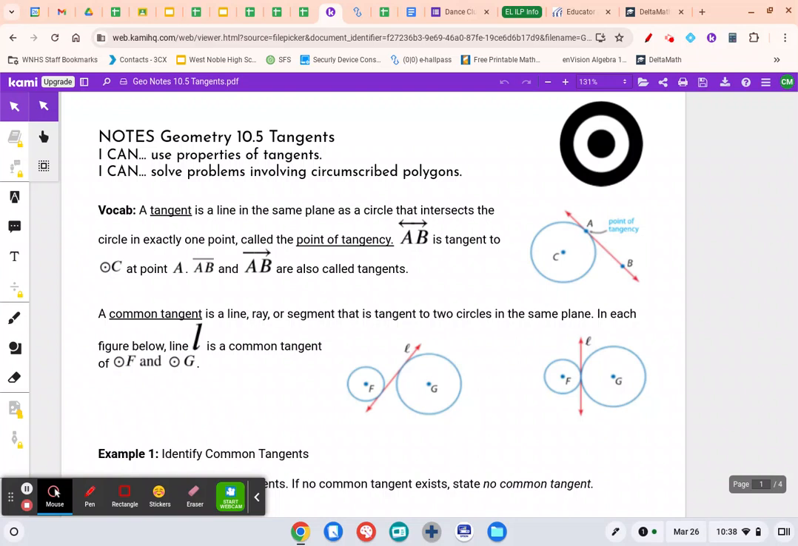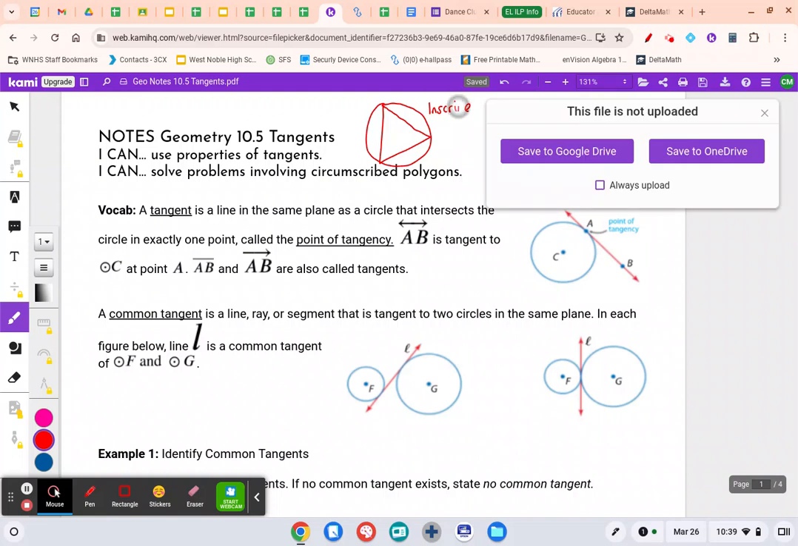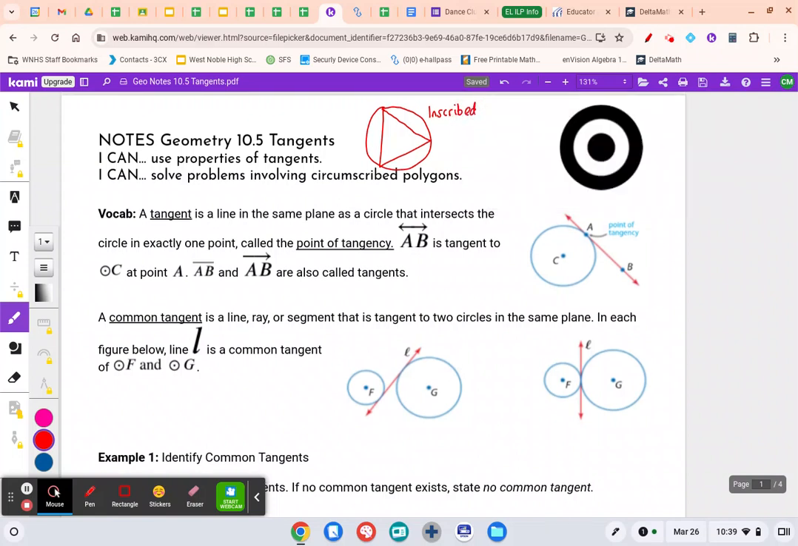So guys, really quick before we get into this, we have two different vocab terms. We have inscribed, which we talked about a couple weeks ago. Inscribed is when a shape is inside the circle, and circumscribed is when the circle is inside the shape. Okay, so there is a difference. We have learned inscribed. We are going to learn circumscribed today.